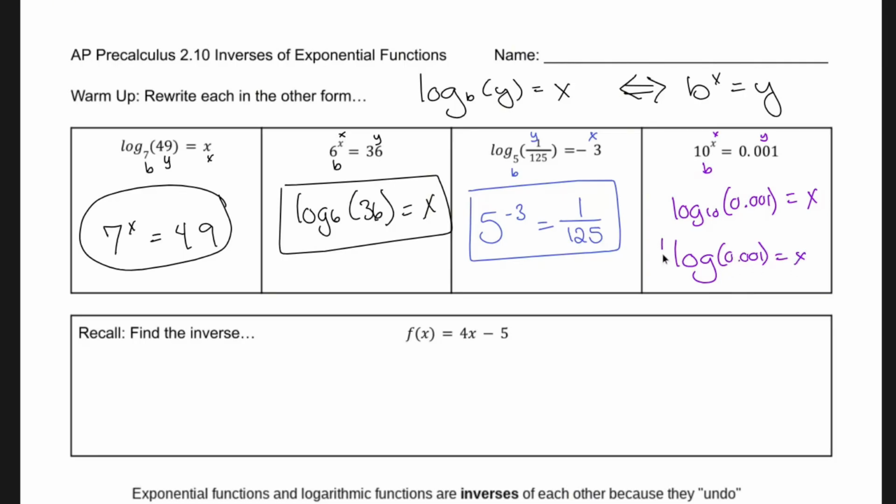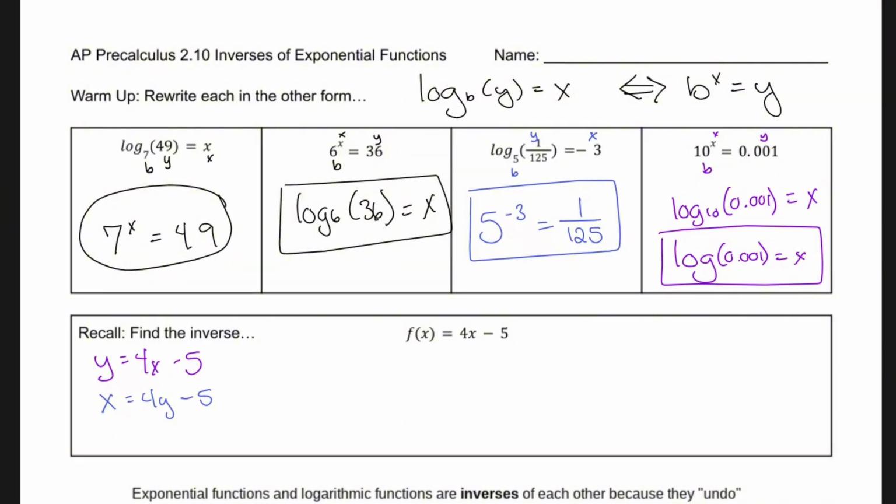So let's just be proper, should we, please? Now let's remember the basic steps to finding an inverse. Okay, f of x equals 4x minus 5. Let's replace f of x with y. So y equals 4x minus 5. Step 1 is to swap the x and the y. So x equals 4y minus 5.